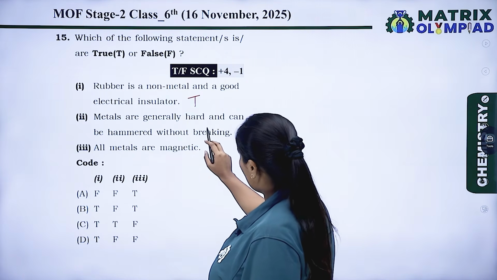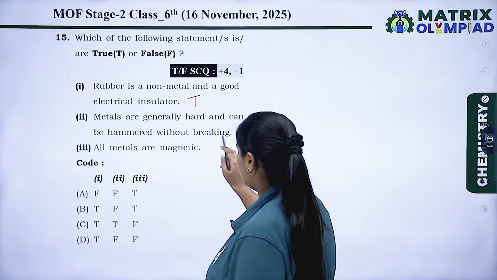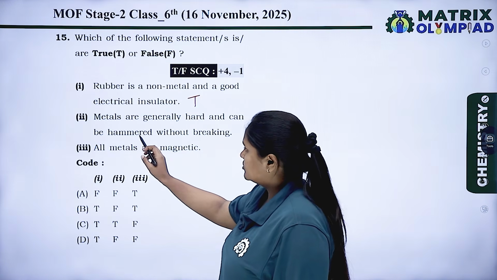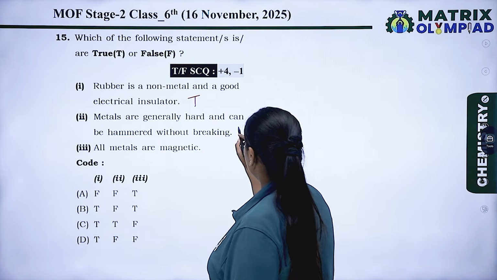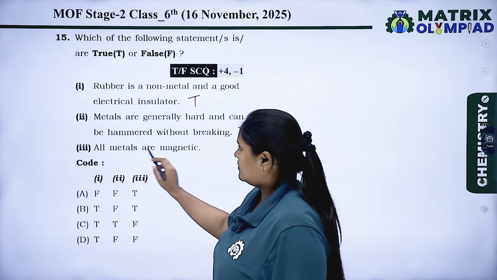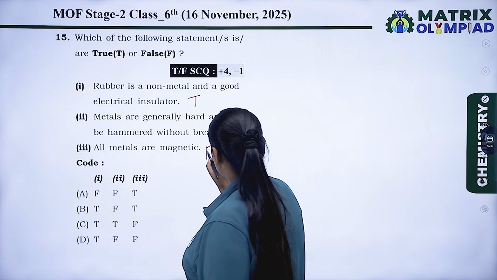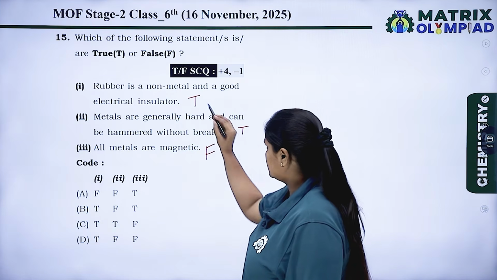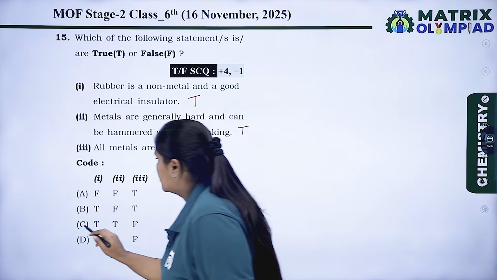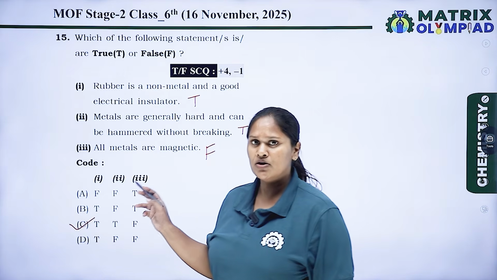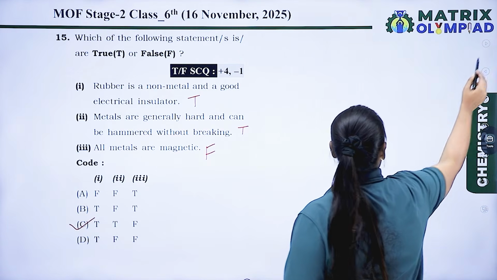Metals are generally hard and can be hammered without breaking, right? Because metals are malleable, so they can be hammered without breaking. So it is true. All metals are magnetic? No, only some metals are magnetic. So this statement is false. So the answer is true, true and false. So option C is the right answer for this question. Now come to the next.